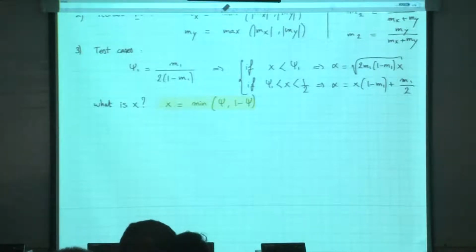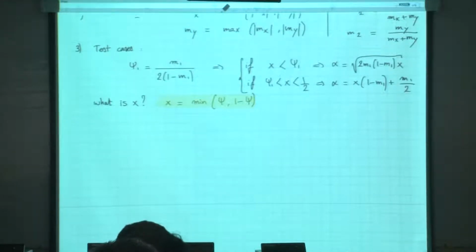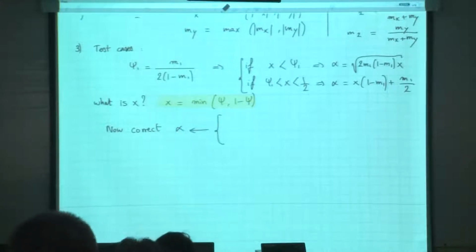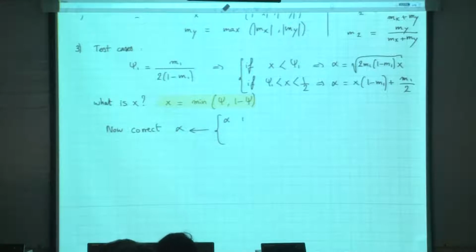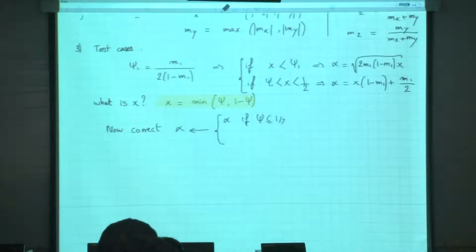The manipulations and rescalings of the normals, those don't matter. The alpha value that we get needs to be corrected certainly to account for the fact that we flip the volume fraction. We either work with the liquid or with the gas. That will flip the alpha itself. So now we correct alpha by replacing it by either alpha if psi is less than 1/2, in which case we solve the original problem, or by 1 minus alpha if psi is more than 1/2.